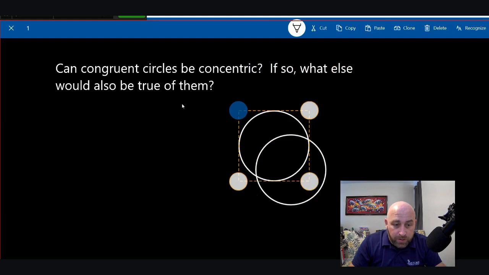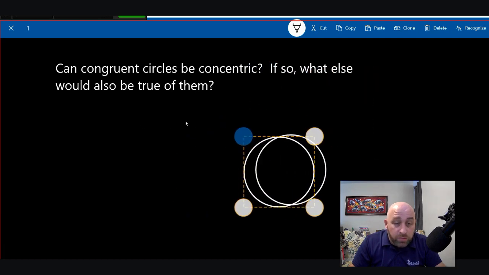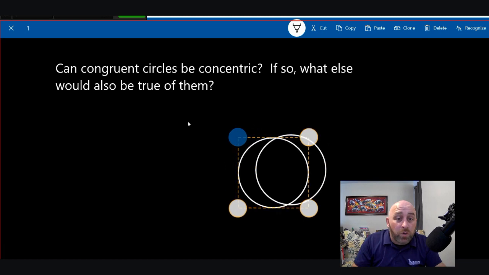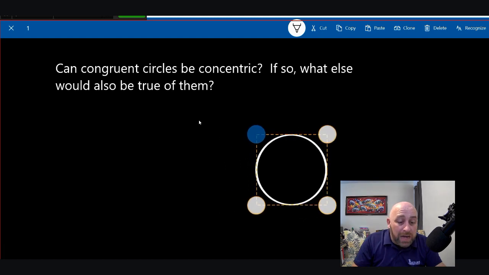That's the second part here. If so, what else would also be true of them? They would also be what? Coinciding. There's the other C word. Seems like geometry has all kinds of C words, right? Congruent, coinciding, concentric. It's like, oh my goodness, there's too many C words here. But yes, they would be coinciding, or they would be occupying the same exact space.